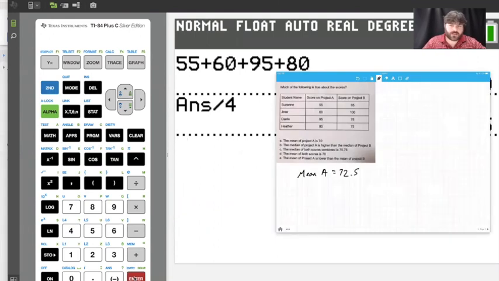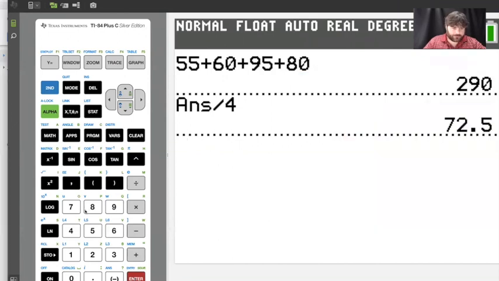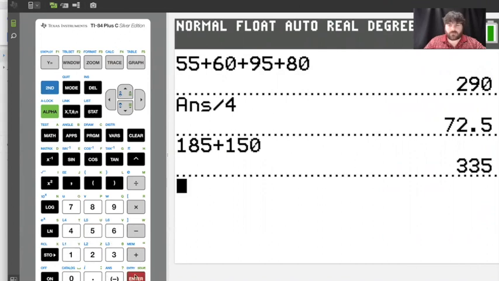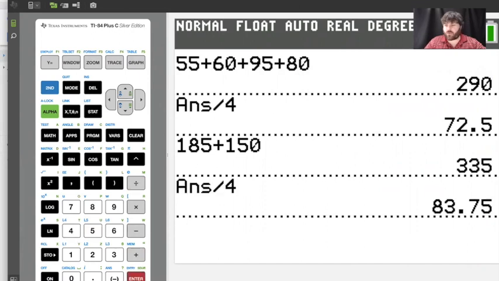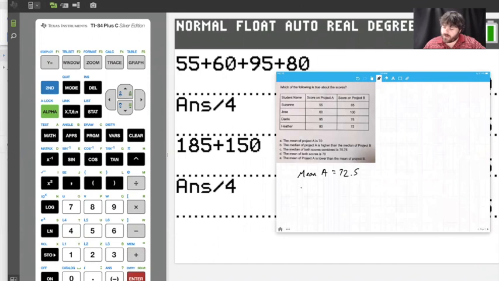Do the same thing with the other side. So 85 plus 100 plus 78 plus 72. So 185, that's the sum of the first two numbers. And then 80 and 70 is 150. So I just kind of paired them up to make the addition easier, but same thing. Add all the 4 numbers up, divide by 4, you get 83.75. Mean of B, 83.75.